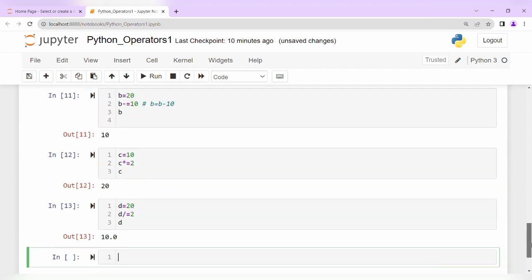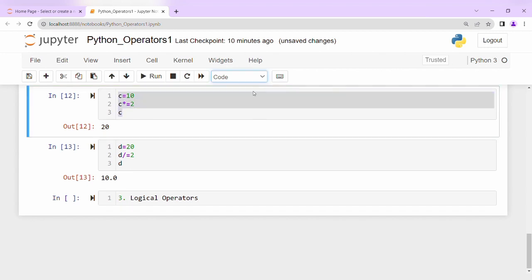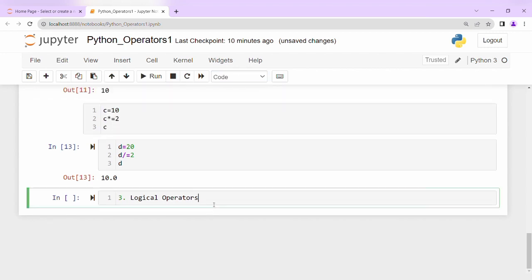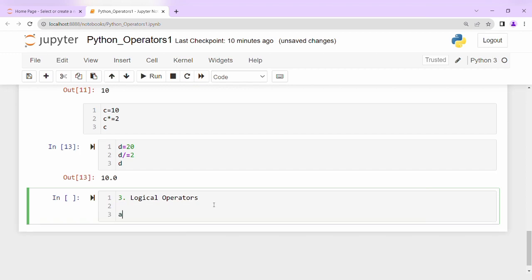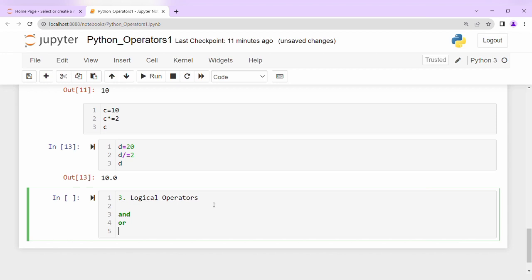Then the third one is logical operators. So write here 3 logical operators. Select here Markdown. There are 3 logical operators we study: and, or, and not. See with few examples.